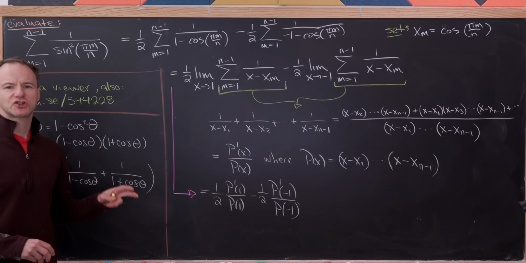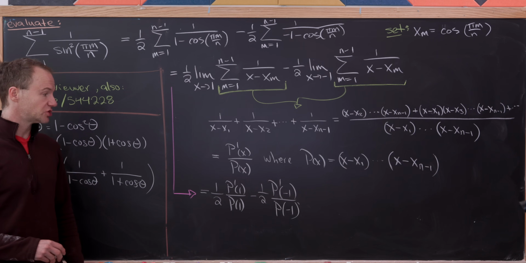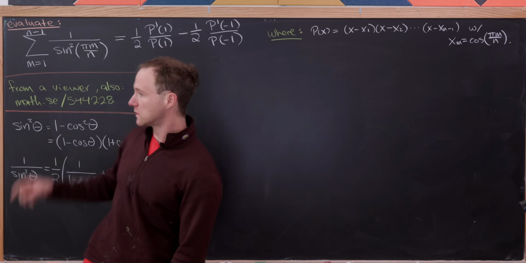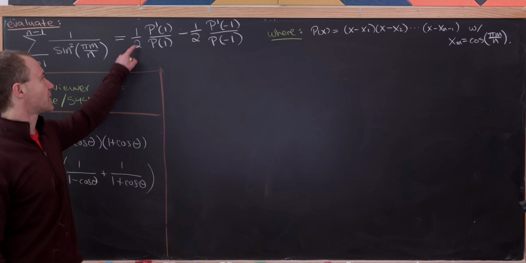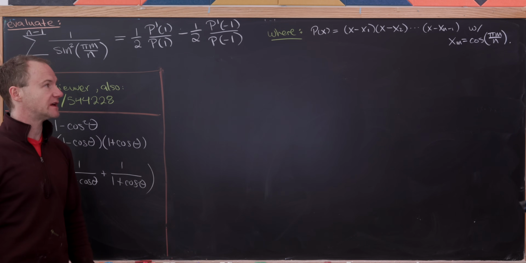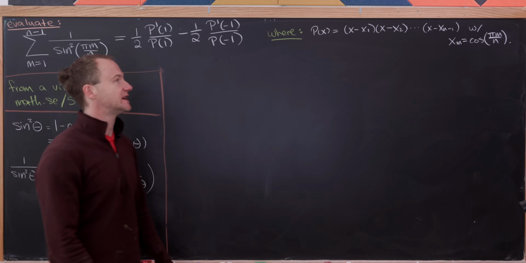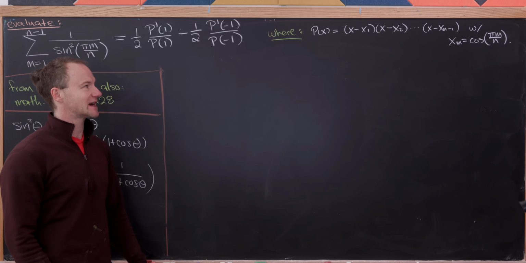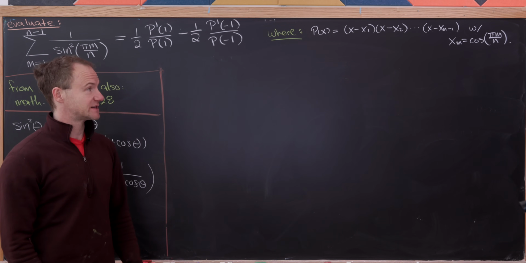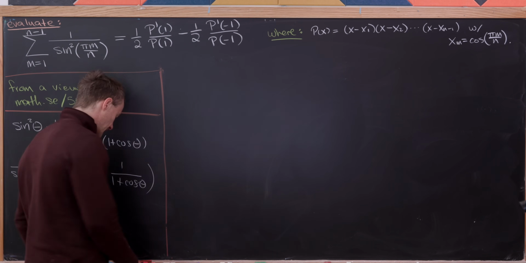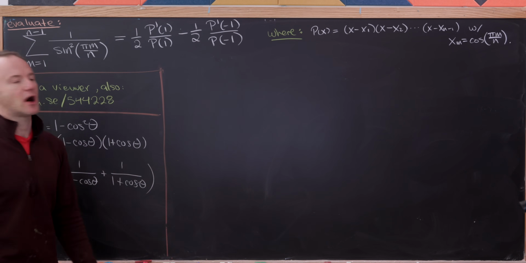Okay, so let's see the trick that we'll use in order to finish this thing off. This is where we are so far. Our goal sum is equal to half p prime of 1 over p of 1 minus half p prime of negative 1 over p of negative 1, where p of x is the product of x minus x_1 times x minus x_2 all the way up to x minus x_{n-1}, where x_m is cosine of pi times m over n. And you might say, well, where does this really help us?